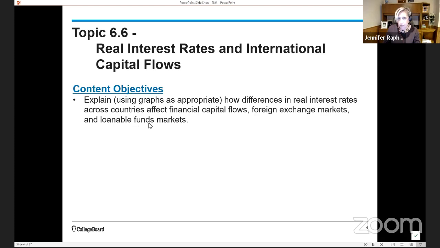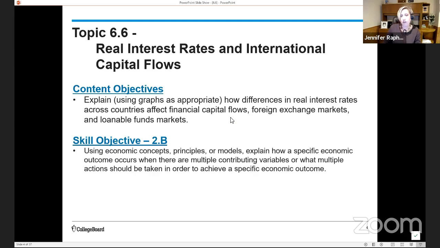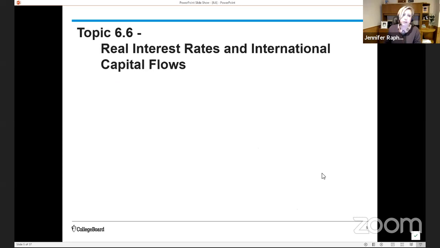Since you're already familiar with the loanable funds market and you learned about foreign exchange markets this week, really the newest thing here is going to be these capital flows. Okay, not much new tonight, a lot of review. We're going to be taking a look at how this topic is assessed in terms of skill 2B, which asks us to use economic concepts, principles, or models to explain how a specific economic outcome occurs when there are multiple contributing variables. Or we could look at it as what multiple actions could or should be taken if we wanted to achieve a specific economic outcome.